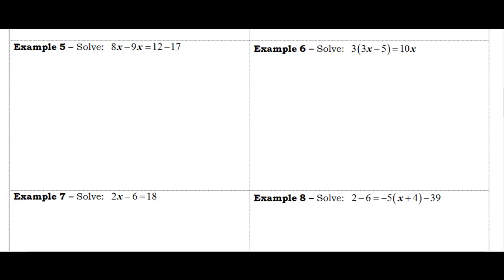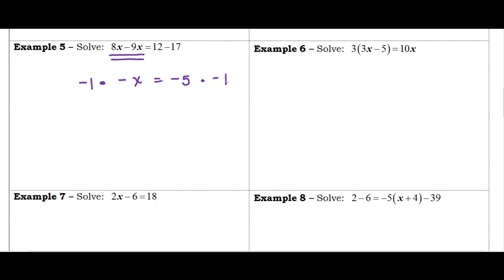In example 5, 8x minus 9x is what? Negative x or negative 1x. And 12 minus 17 is negative 5. Good. Now, you have 2 options here. I kind of like the following option. I don't want negative x. I want what? Positive x. What if I multiply both sides by negative 1?